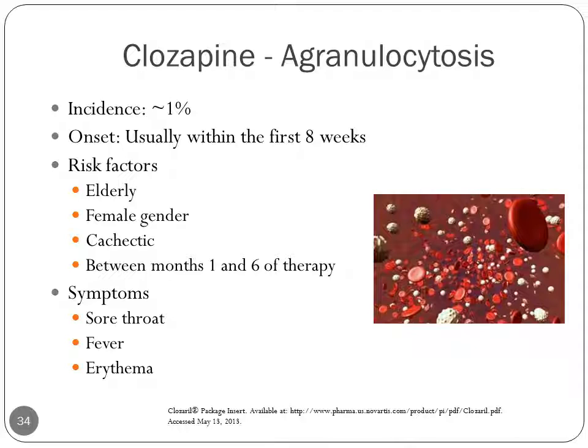The onset is usually within the first 8 weeks, and higher risk is with elderly patients, those that are female, and those that are very malnourished or underweight. Again, it's usually within 1 to 6 months of therapy, but typically within the first 8 weeks. The symptoms are pretty non-specific. It's things like sore throat, fever, and erythema. Of course, you can also check a WBC and ANC level. Agranulocytosis is defined as an absolute neutrophil count less than 500.